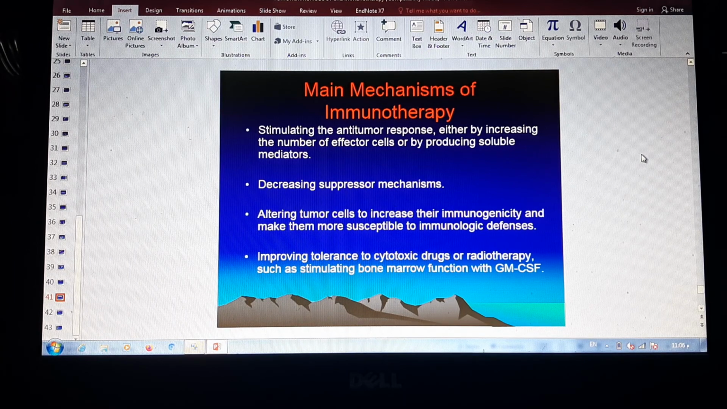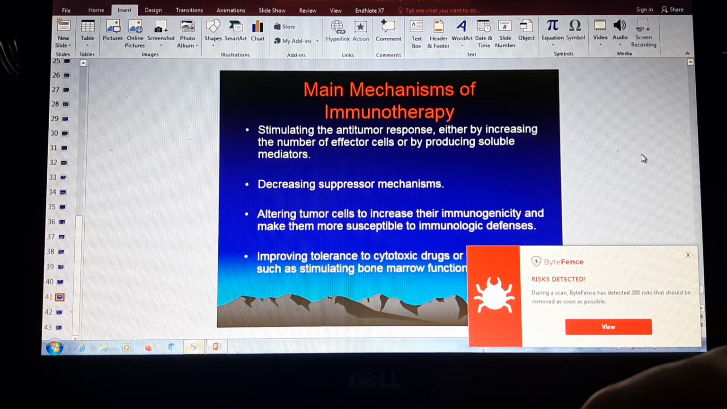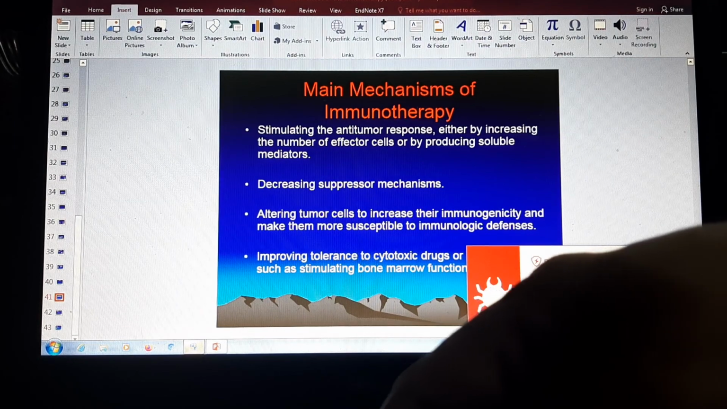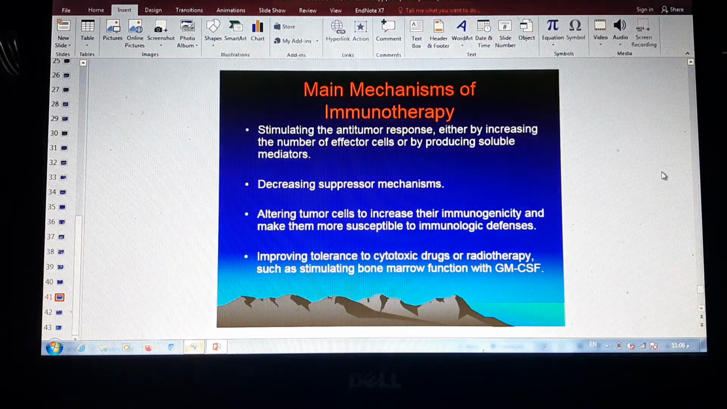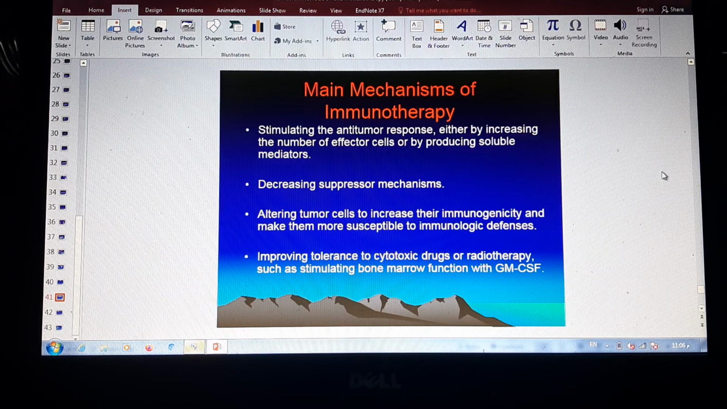Now, the main mechanisms of immunotherapy, in conclusion from this: first, we will try to stimulate the anti-tumor response either by increasing the number of effector cells or by producing soluble mediators that will stimulate the anti-tumor response. Second is decreasing the suppressor mechanisms, as we said. Third, altering tumor cells to increase their immunogenicity and make them more susceptible to immunological defenses.